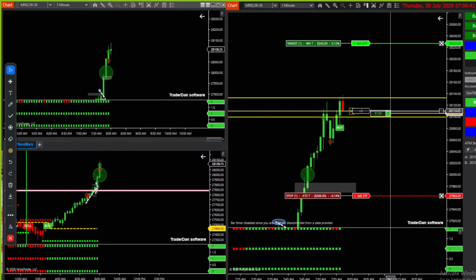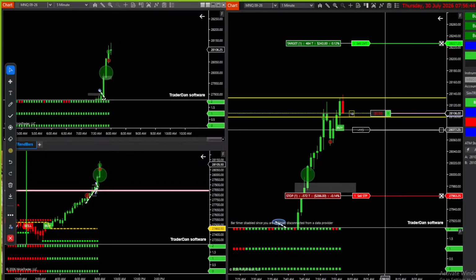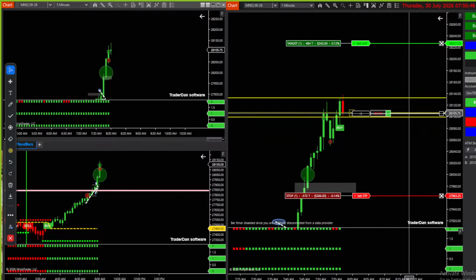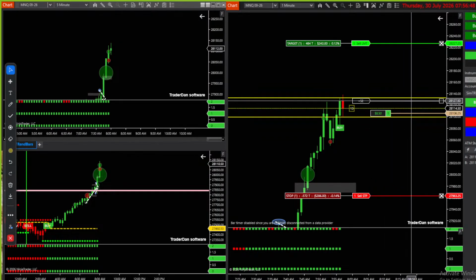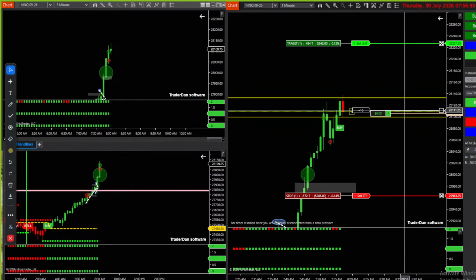I just noticed that this big bar came in, guys. I don't like this. Hold on. We'll see if they hold this 1,200 contracts. I don't think they're going to. I think that was the push, and now they're going to use that to get out. Let's see.